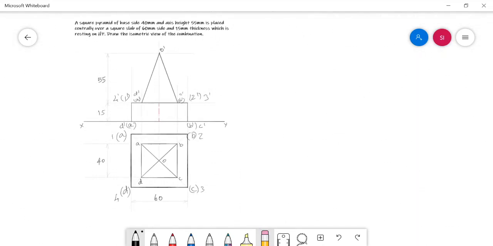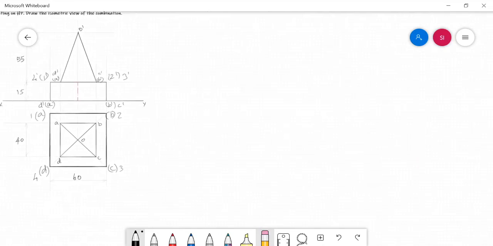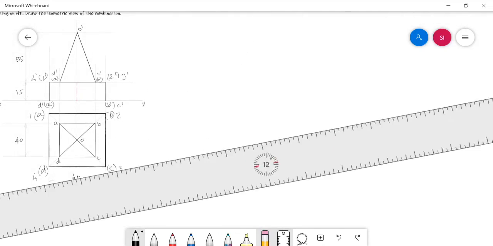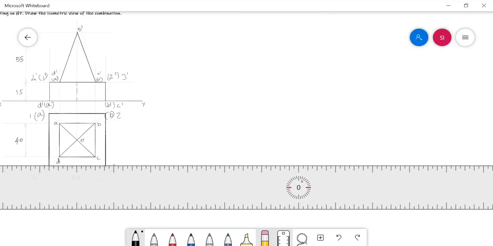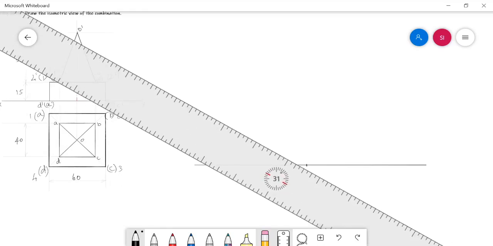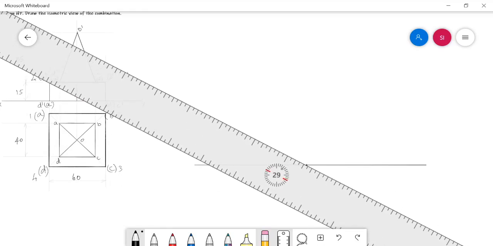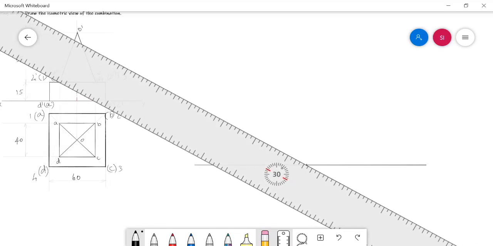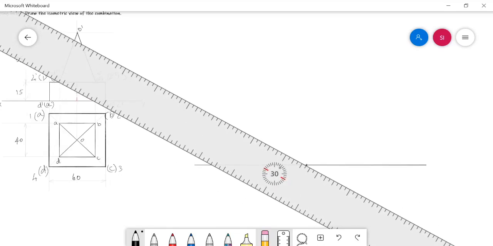We can go for drawing the isometric view of the solids. First I need to draw the isometric axis, that is a horizontal line, and then I have to mark the origin. After that, on both the left side and right side, I need to draw two lines with 30-degree inclination with the bottom horizontal line.